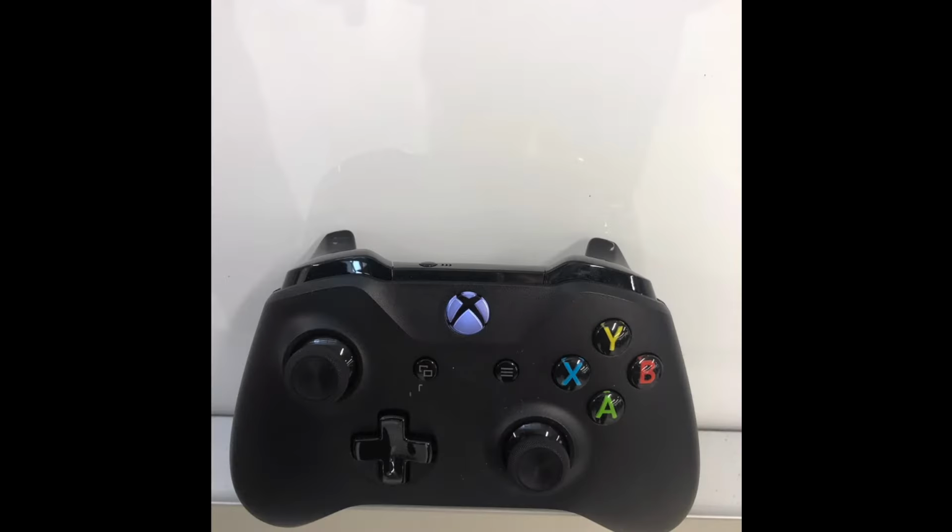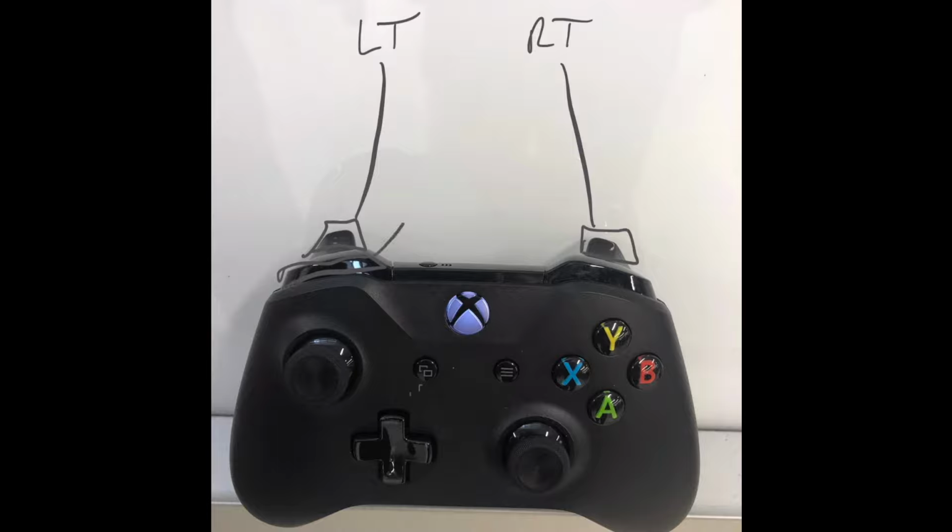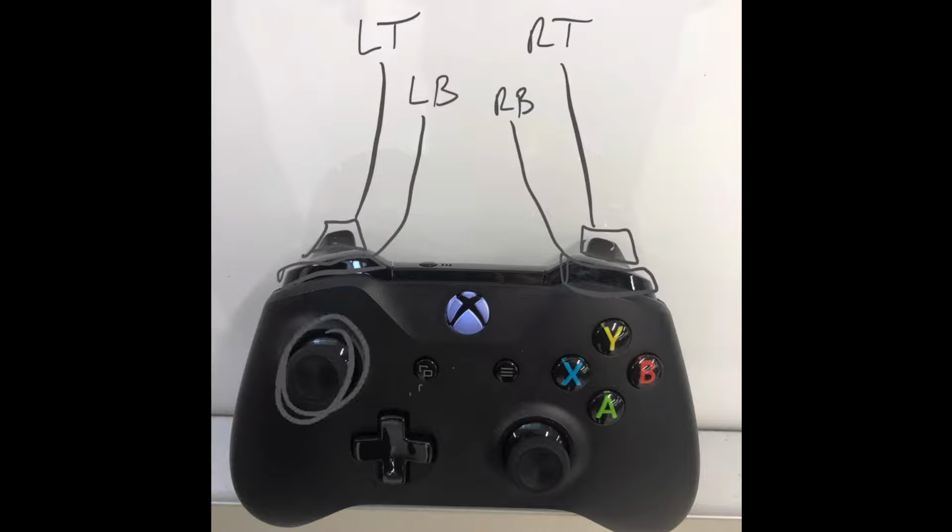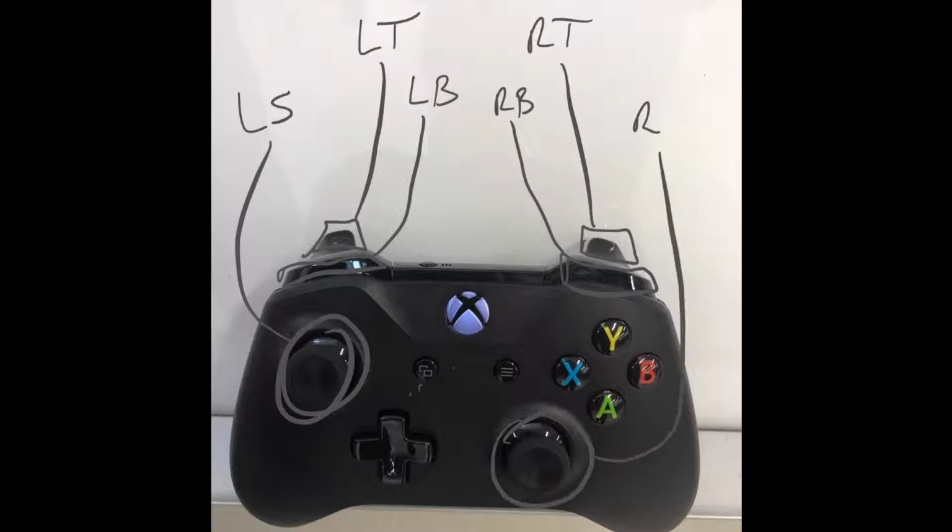Next, we want to highlight some of the basic terms that the program uses and that we use in this video to describe the buttons on the controller. So we start off with the left trigger and the right trigger. Those are referred to as LT and RT. Next, we have the left bumper and the right bumper. Those are referred to as LB and RB. The next set includes the left stick and also the right stick. And last, but certainly not least, we have the D-pad.